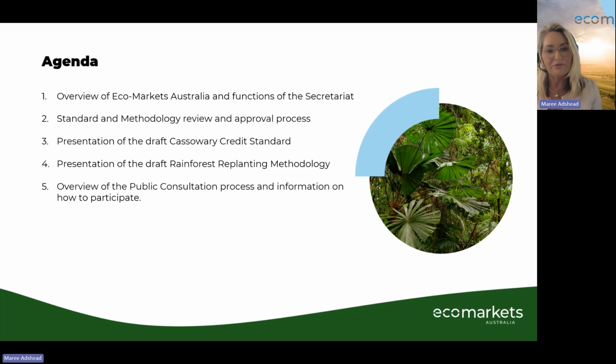Hannah is then going to hand over to Bronwyn Robertson. Bronwyn is the project leader at Terrain NRM, who is the developer of the standard and methodology. So who better to present what it's all about and how it's all going to work. And that's items 3 and 4 there of the agenda. Hannah will then step back in and talk you through the public consultation process itself and provide some information about how you might be able to get involved and participate if that's of interest to you. So on that, I'll now hand over to Hannah.